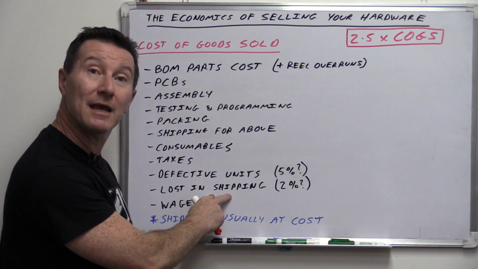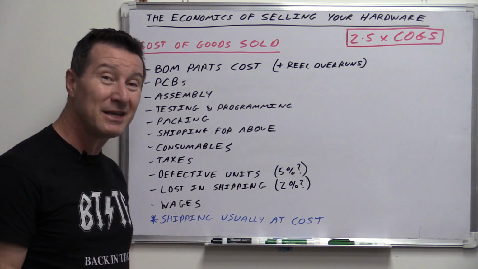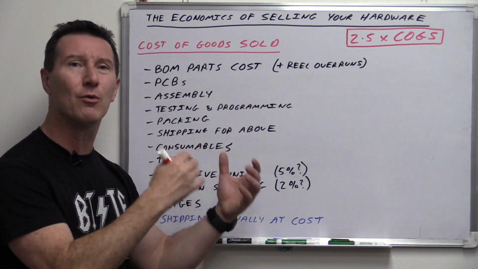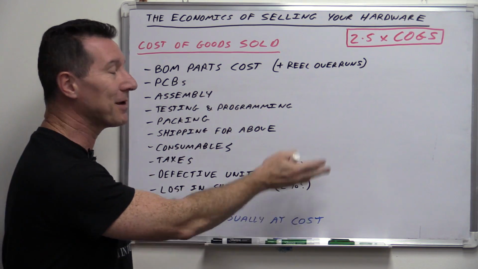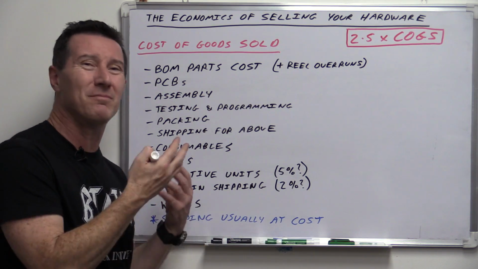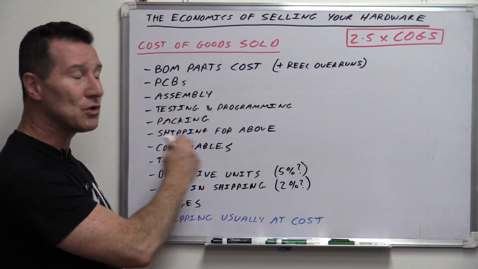Then don't forget you're going to lose some in shipping as well. It's just going to happen. People will go, I didn't get it, and you'll have to ship them a new one. Don't haggle with them, just ship them a new one. Build it into your cost here, typically a couple of percent. It shouldn't be as high as 5%. If it is, something's horribly wrong, but be sure to add in a couple of percent.